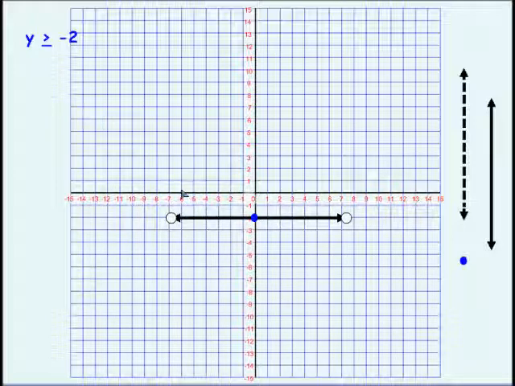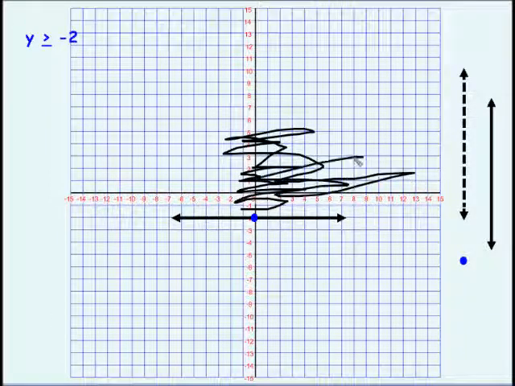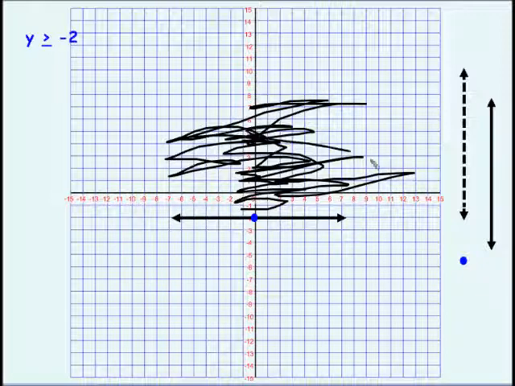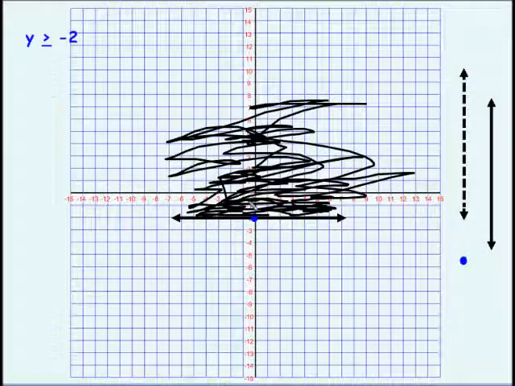Now, same procedure. I have my boundary line. Let's see which side I'm going to shade on. If I replace this with 0, is 0 greater than or equal to -2? It is. So I need to shade the portion of the graph that would include the 0, 0 mark. I would shade upwards. And this time, because it's a solid line, any of the points on there would also be a solution to this inequality.